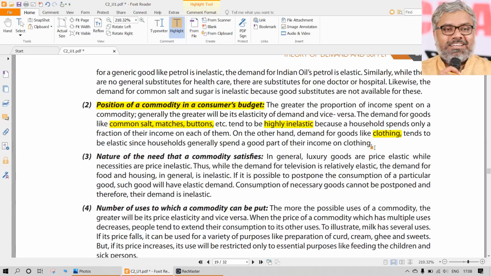Which means what? Generally, the demand for goods like clothing will be price elastic. So if there is an offer, that is the reason. If you observe, the majority of the shops that always have discounts throughout the year, 365 days, what are those shops? Just imagine. Those are all cloth shops only. These brothers, XYZ brothers, ABC brothers. We have so many of them, right?